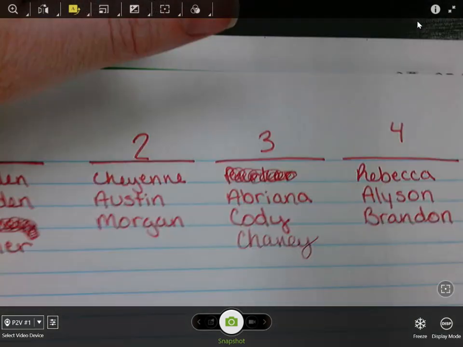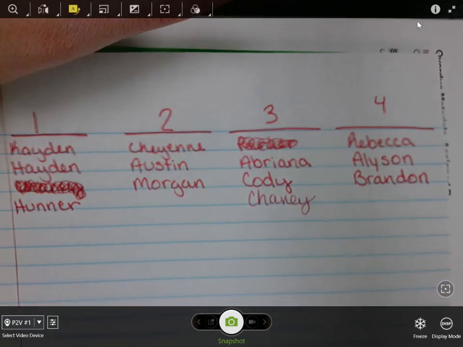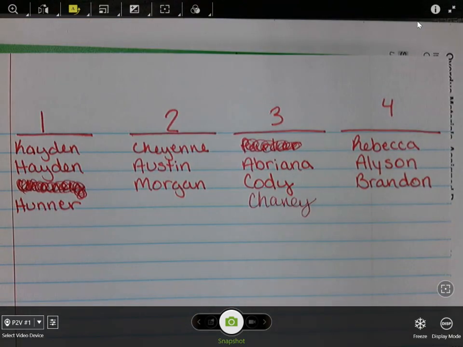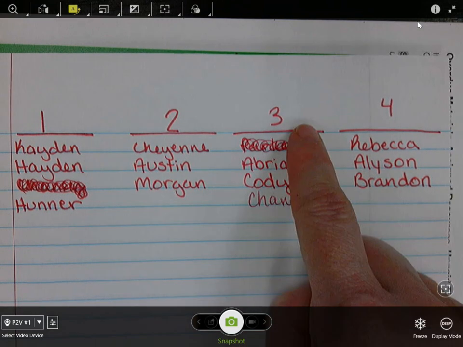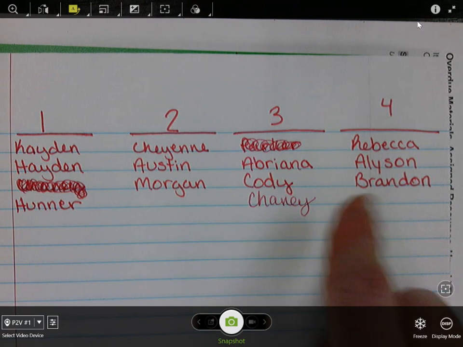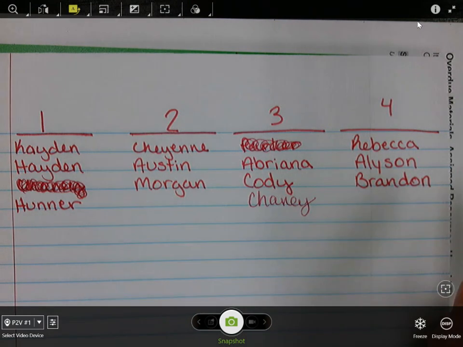Group 1, up here in the top left of the classroom, is going to be Caden, Hayden, and Hunter. Group 2 is going to be Cheyenne, Austin, and Morgan. Group 3 is going to be Aubriana, Cody, and Cheney. And group 4 is going to be Rebecca, Allison, and Brandon.